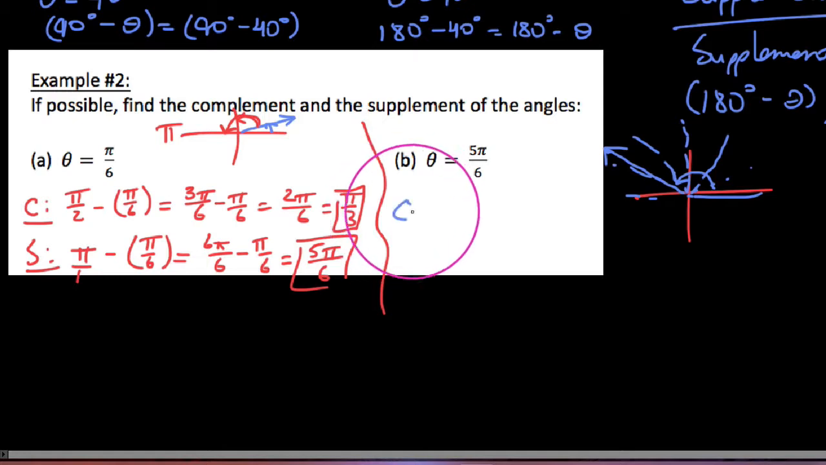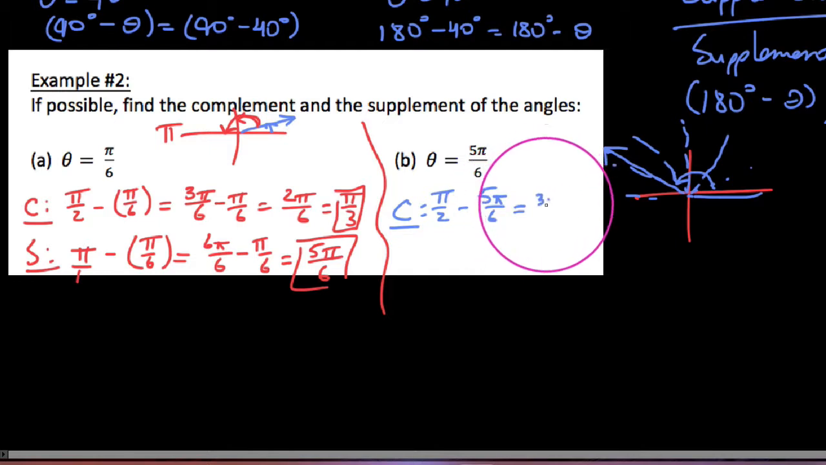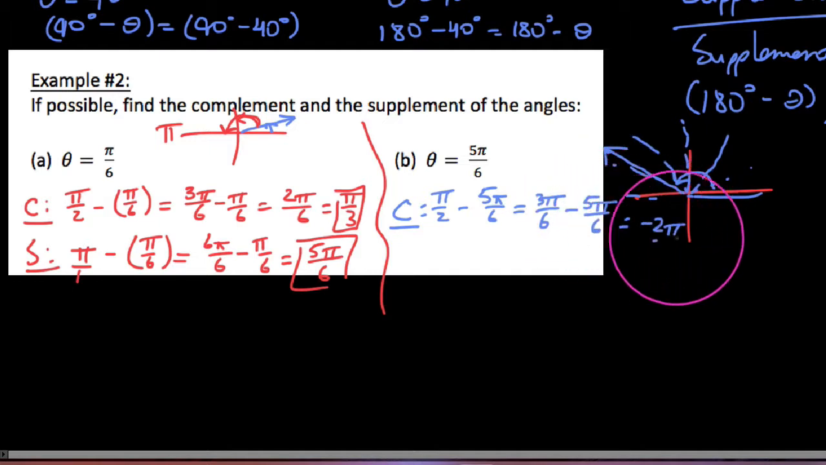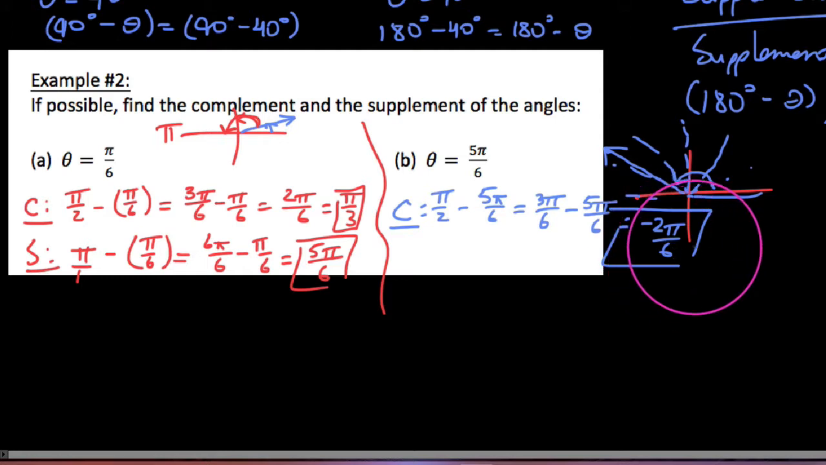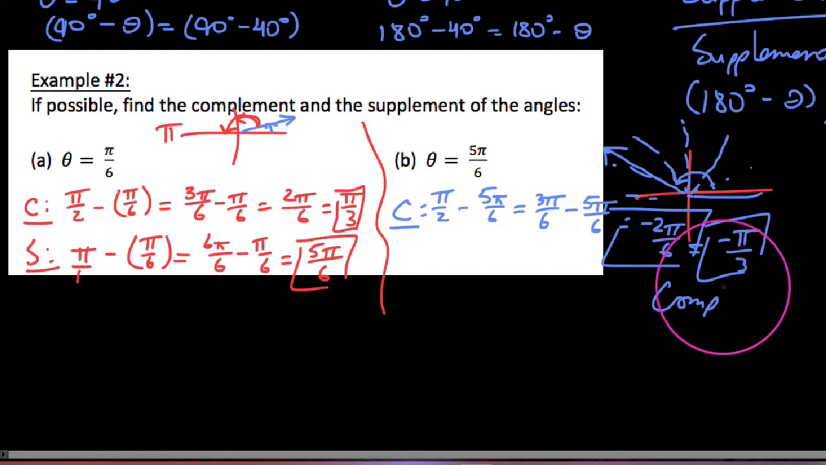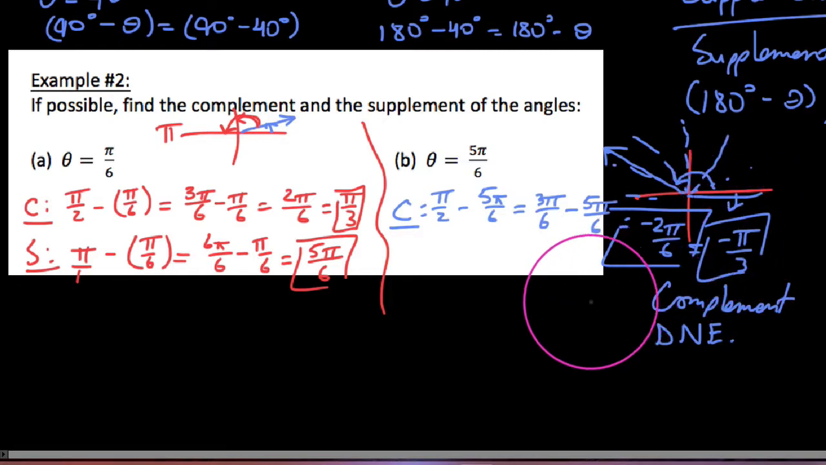What is its complement? One thing I want to show you is this: we could try to find it. As a matter of fact, it's not that bad to do. Let's take 90 degrees, or pi halves, minus the original angle. In terms of a common denominator, again, we get sixths. So 3 pi sixths minus 5 pi sixths gives us negative 2 pi sixths, or negative pi thirds. We would say that the complement does not exist, because by definition the complement needs to be a positive measurement.